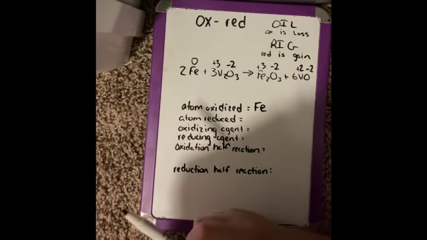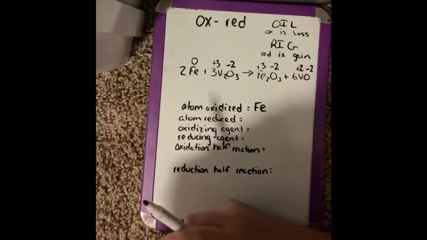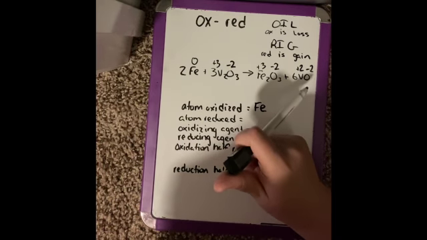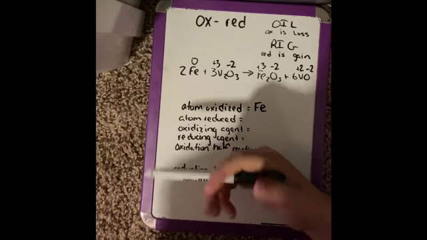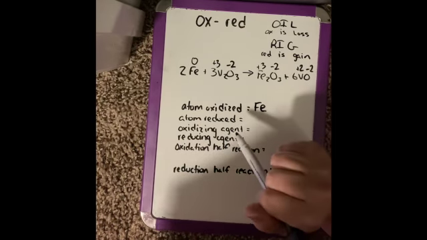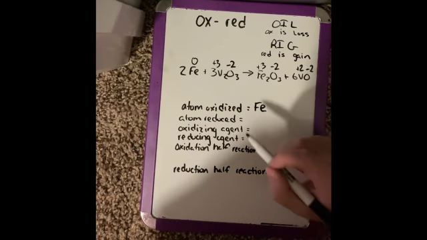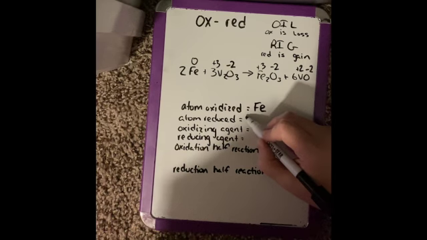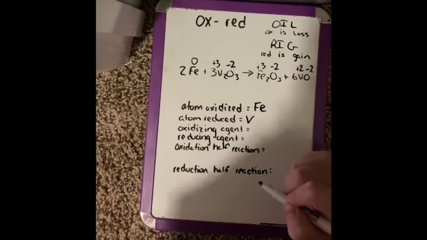Okay. The atom being reduced is the one that gains electrons or gets more negative. So right here, V is +3. Over here, V is +2. Well, since that 2 is less than 3, then that means it's gaining electrons. So V is your atom being reduced.